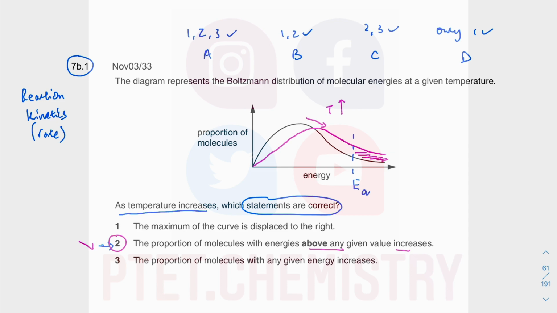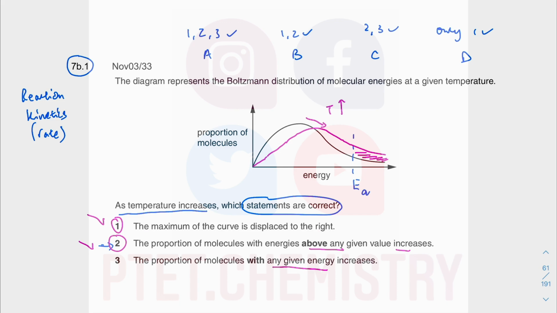Okay, the maximum of the curve is displaced to the right as temperature increases, so that is correct. The proportion of molecules with any given energy increases. All right, so I think I was confused between this statement and this statement. Okay, this statement is saying that if you are here, your proportion of molecules greater than energy E definitely is higher as temperature increases. But the proportion of molecules with any given energy, this is just any given energy, whereas previously it was above any given value. Any given energy will increase.